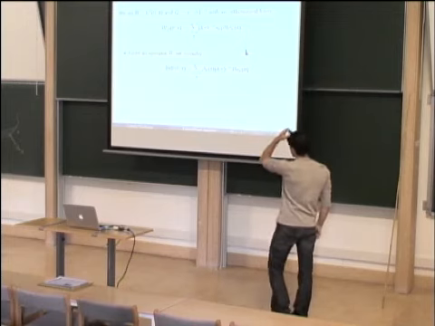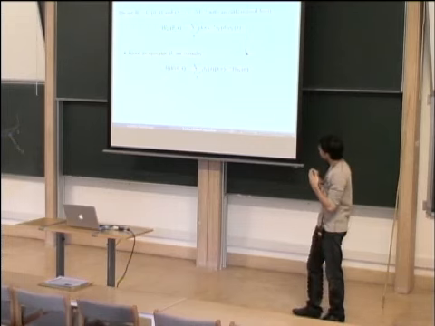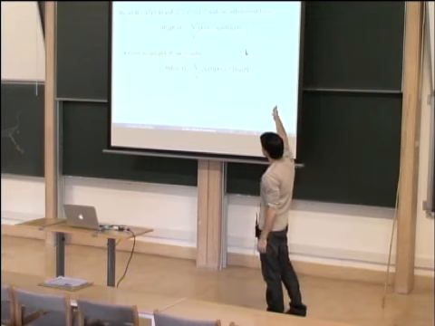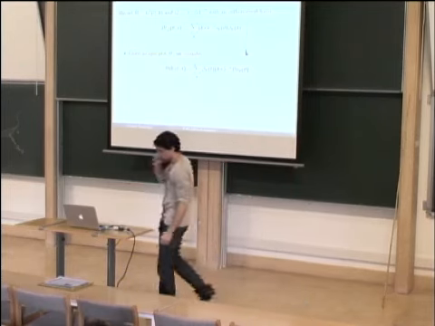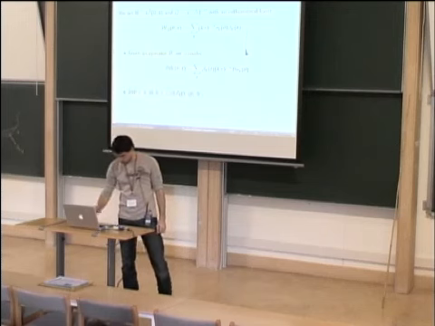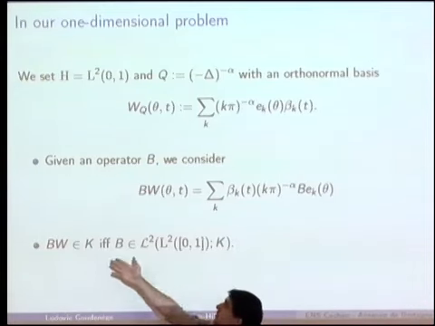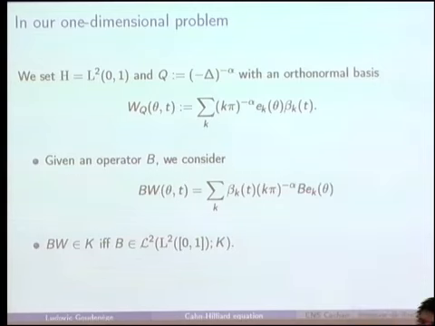Given an operator B, you can think of some derivative operator. This operator can have an effect on the noise term. But if you want this new object with a derivative operator to exist in a new space K, you have some property about the operator B. So it has to have some property about its behavior.